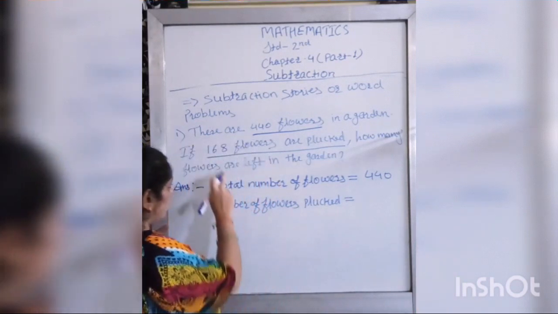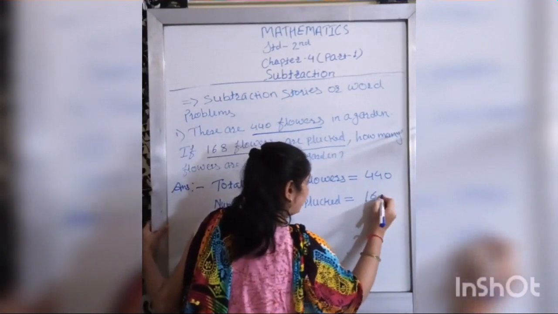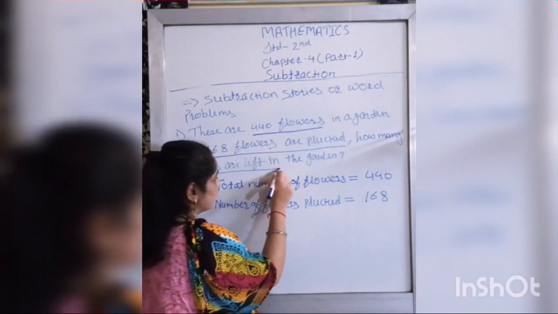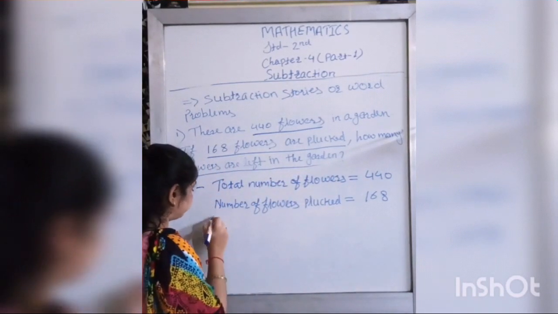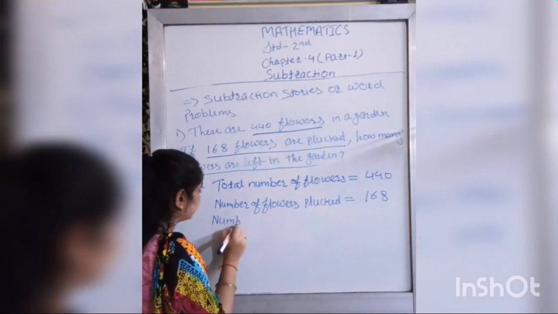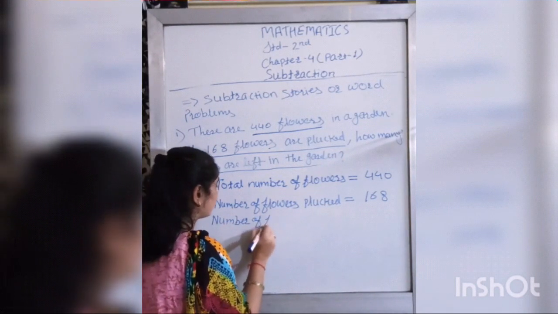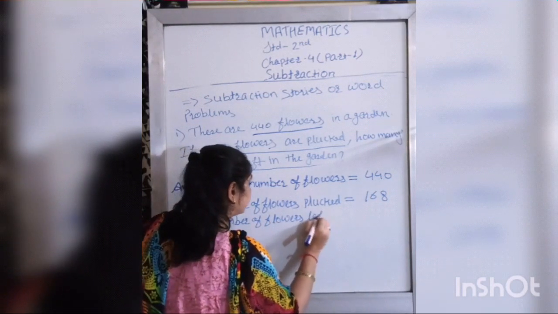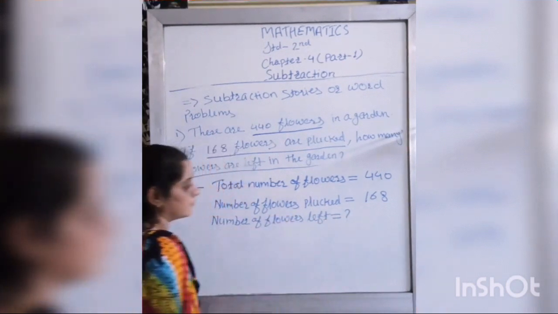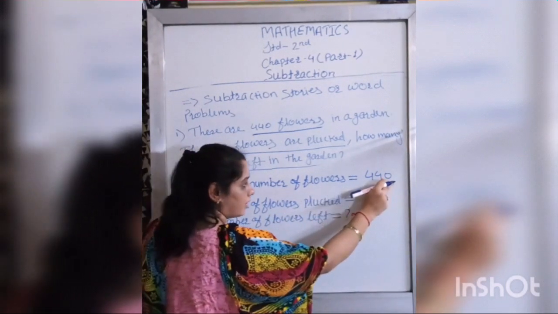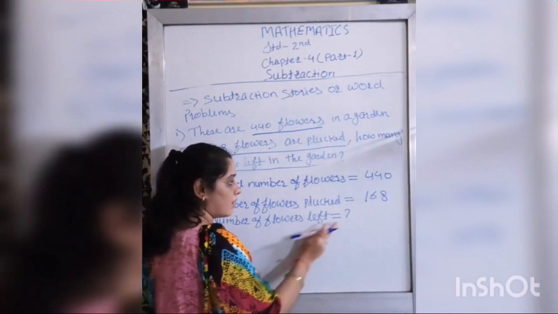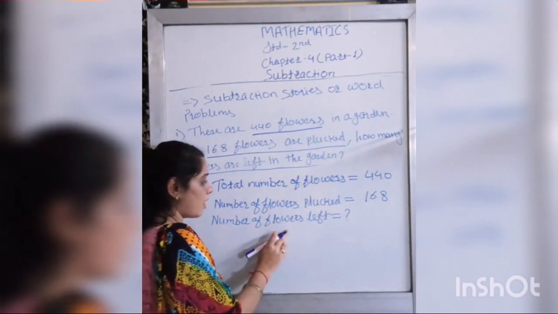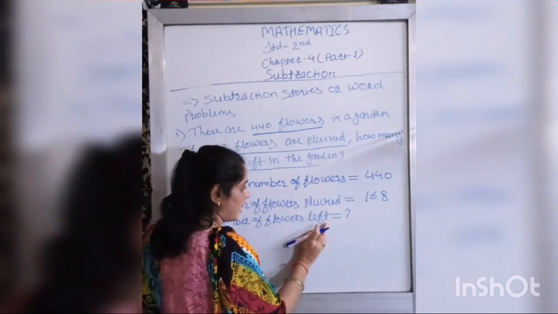How many flowers are plucked? 168. What do we have to find out here? The number of flowers which are left in the garden. See, we have the total number of flowers and the number of flowers which are plucked. What do we have to calculate here? The number of flowers which are left in the garden.